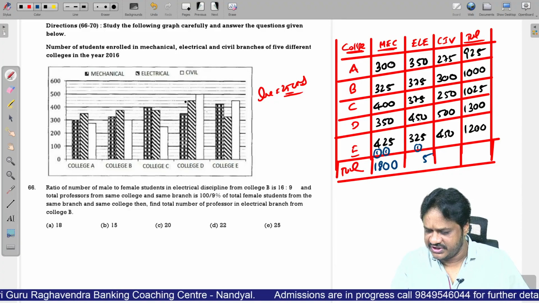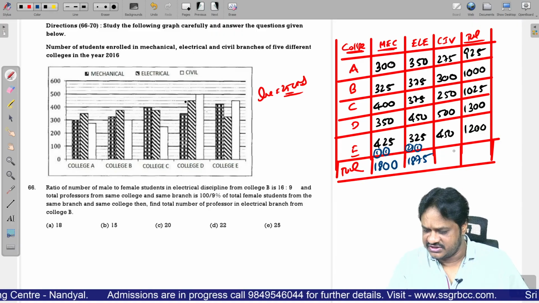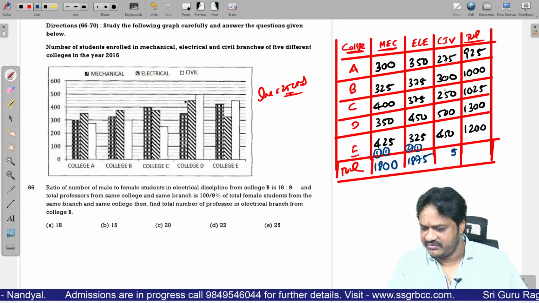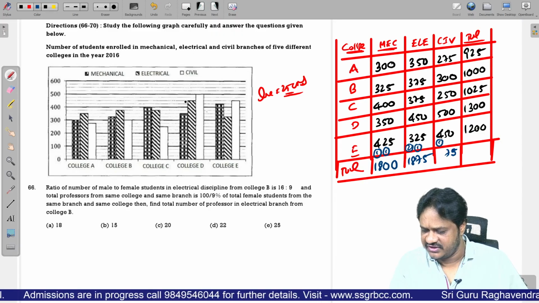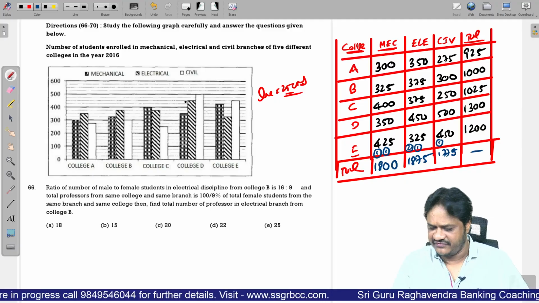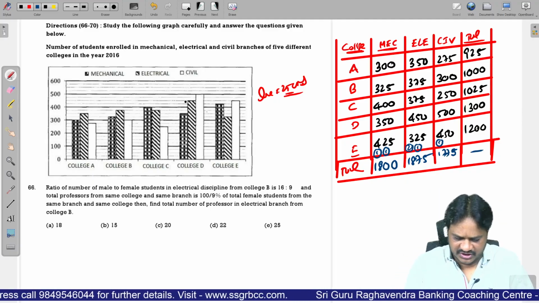2 plus 1, 3, 3 plus 5, 8, 15, 22, 27. 2 plus 3, 5, 5 plus 4, 9, 12, 15, 18. Next, again 5. 5 plus 5, 10, 10 plus 7, 17. 4 plus 1, 5, 10, 12, 15, 17. 1775. Now, let us move to the questions.